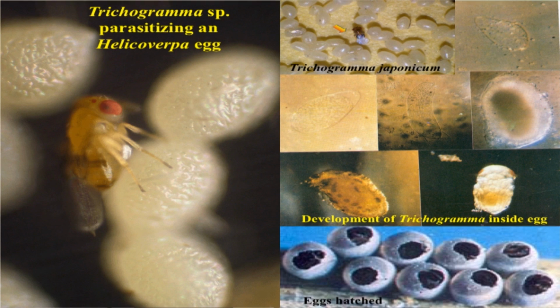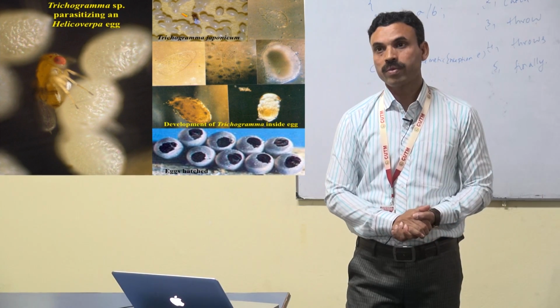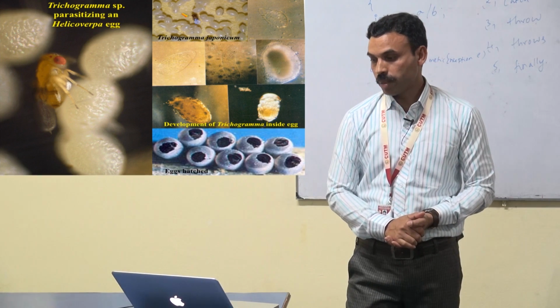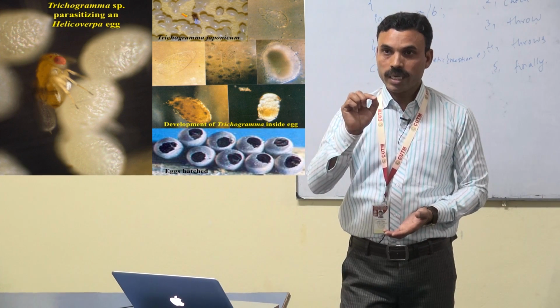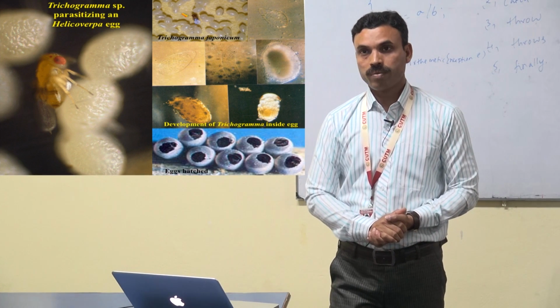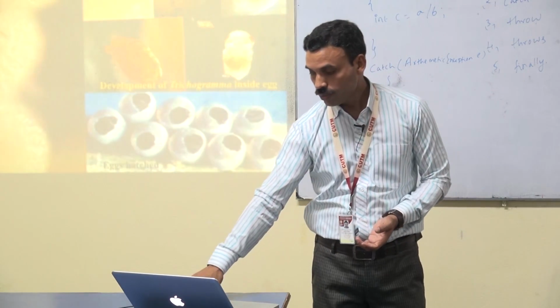Here you can see the Trichogramma, which is an egg parasitoid. The adult insect lays its egg inside the host egg. This is the beauty of the parasitoid we call Trichogramma. It will parasitize, then the egg will develop, and after the formation of the adult, the parasitoid will emerge and search for another host.